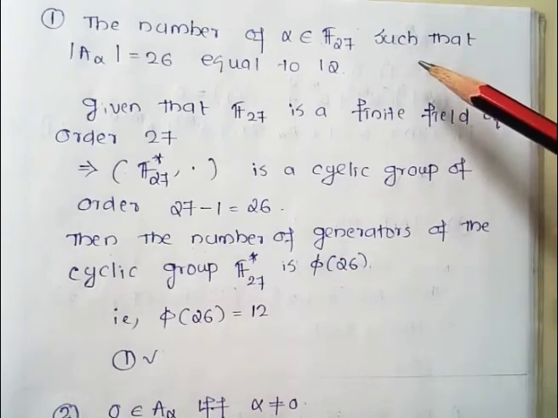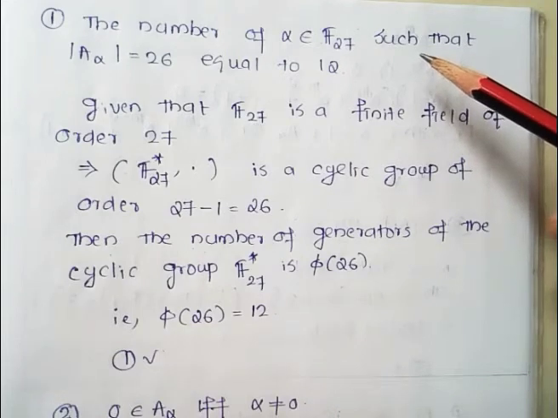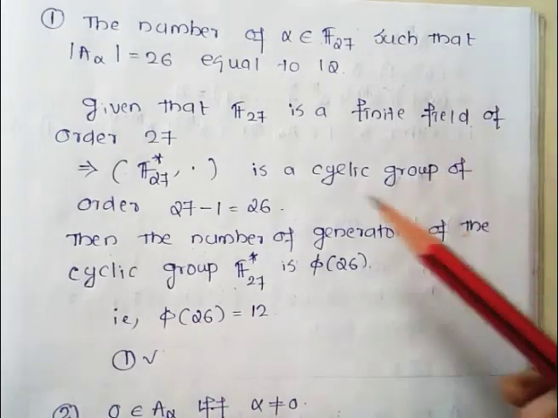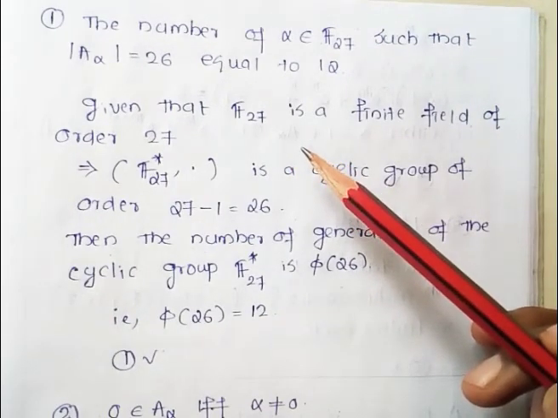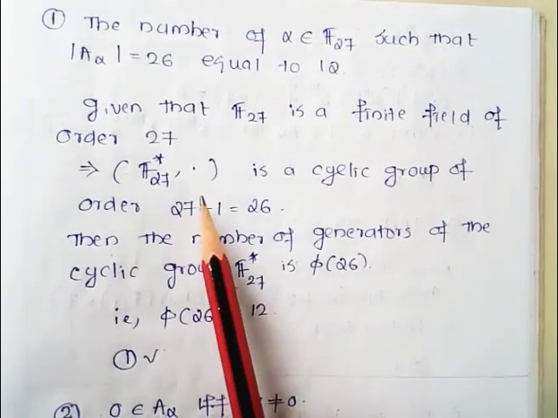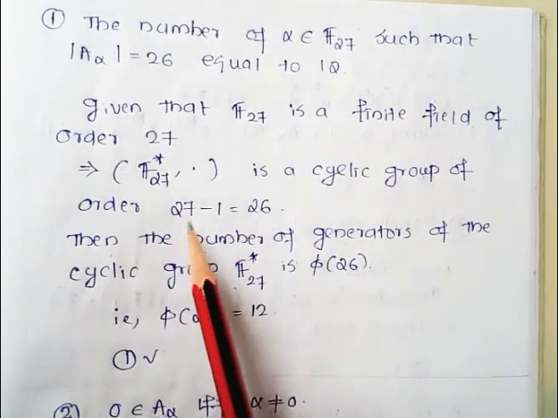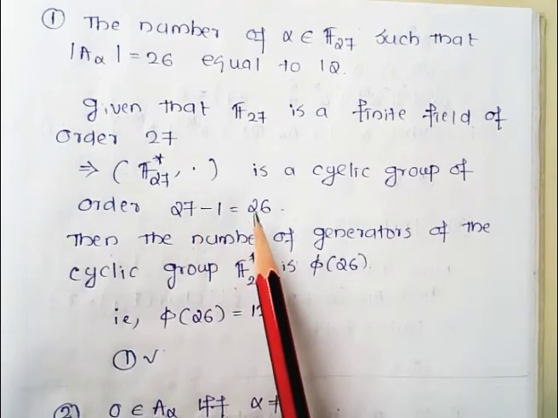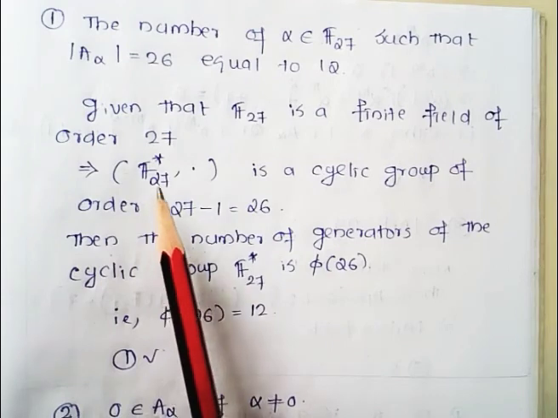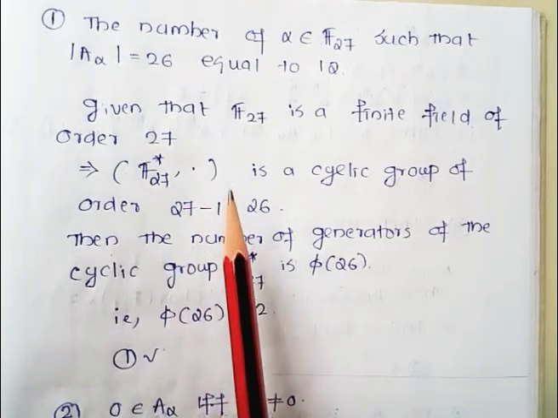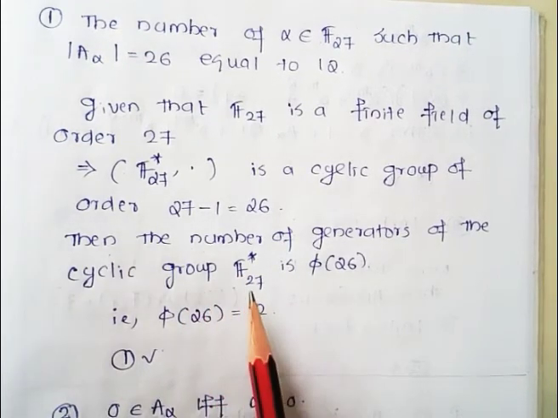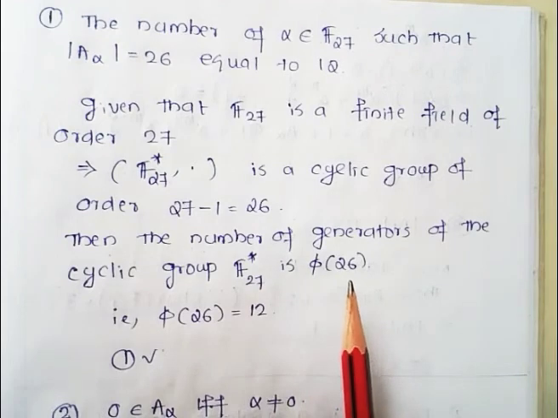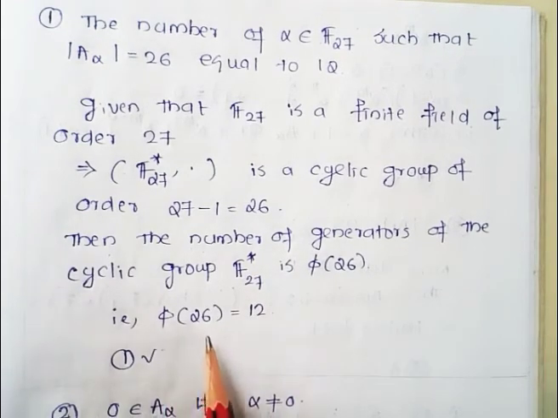Our first option says that the number of alpha belongs to F27 such that cardinality of A alpha is equal to 26 equals 12. For this, given that F27 is a finite field of order 27, F27 star under multiplication is a cyclic group of order 27 minus 1, which is 26. Then the number of generators of the cyclic group F27 star is phi of 26. By calculation, we get phi of 26 is equal to 12.